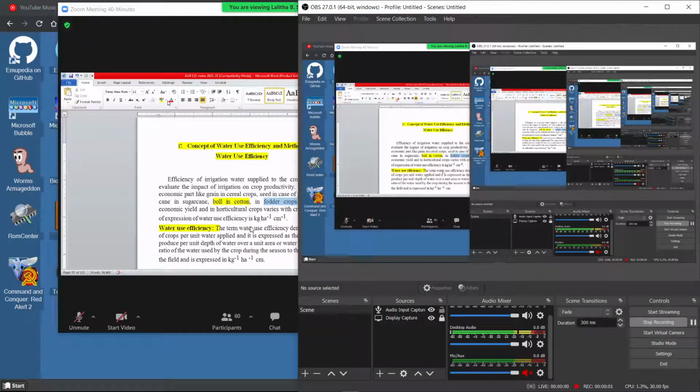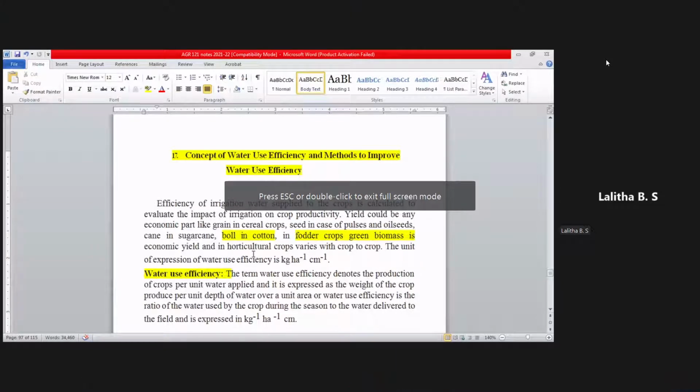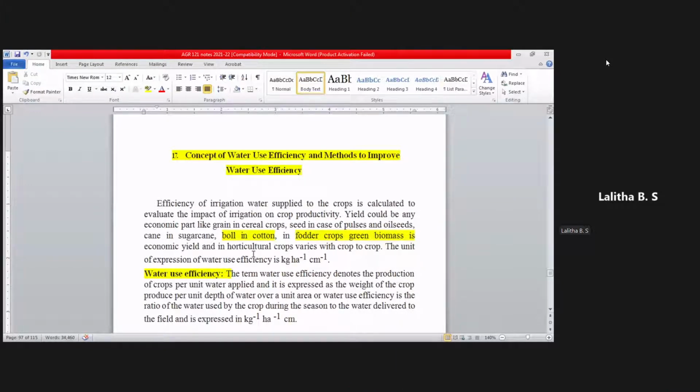So that is the one economic yield. Economic yield in horticultural crops varies. In cauliflower, the economic part is the head. In cabbage, it is the leaf part that we are going to take. In beetroot, the economic part is the root, so that we are going to consider.